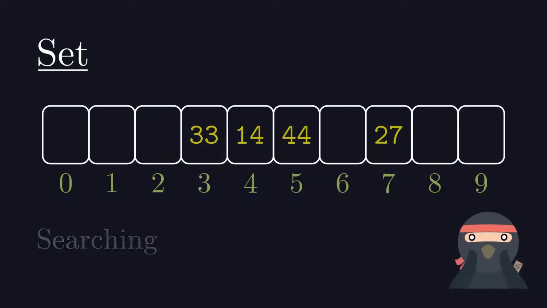When we search for 44, it will keep comparing elements starting from index 4. If found, then it's in the set. Searching 55 will start comparing elements from index 5. If it finds an empty slot, then it's not in the set.